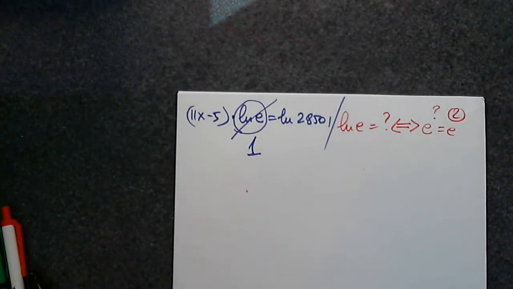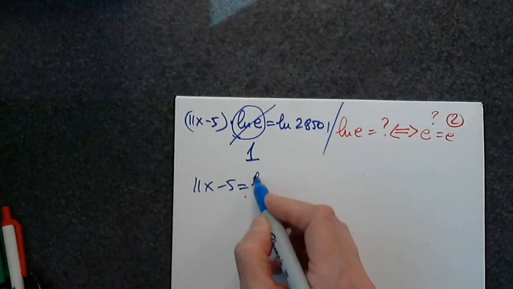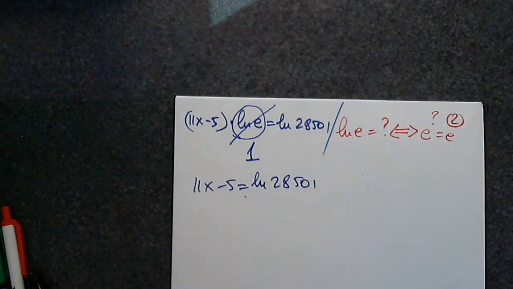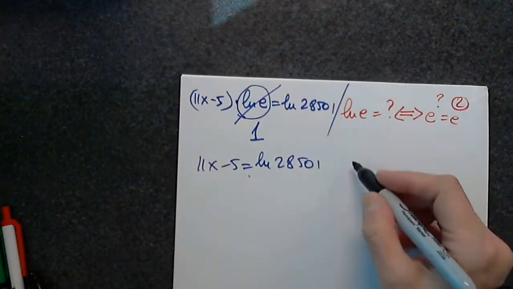So then the equation becomes 11x minus 5 equals natural log of 28,501. Now this becomes linear because natural log of 28,501 is just a simple number. It looks sophisticated, but it's just a number. What do I do next? It's a linear equation. How do I solve the linear equation for x? Add 5 and divide by 11. That's it.